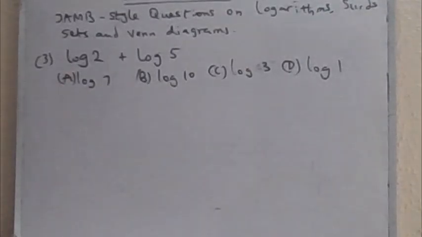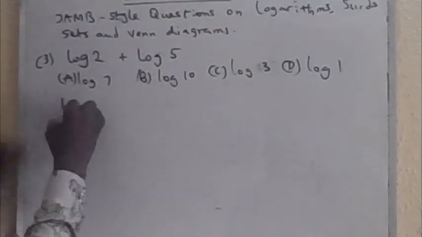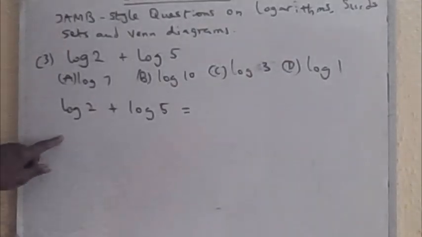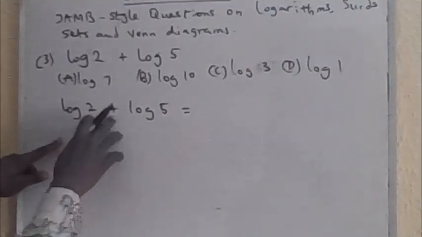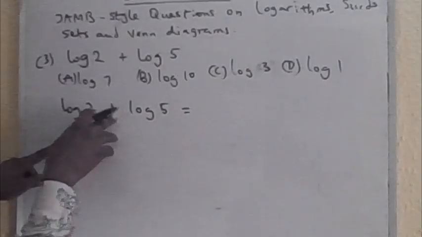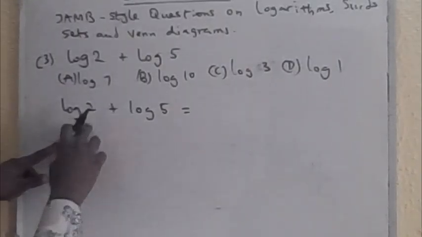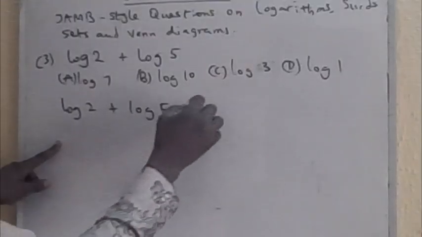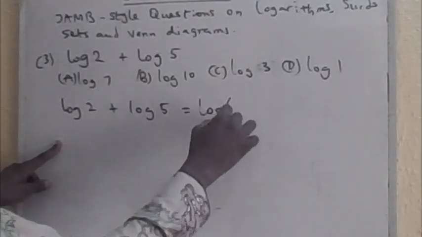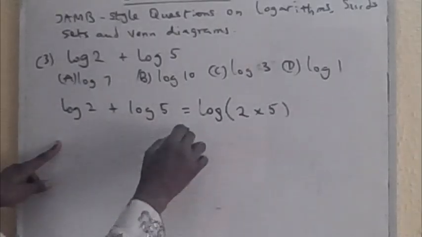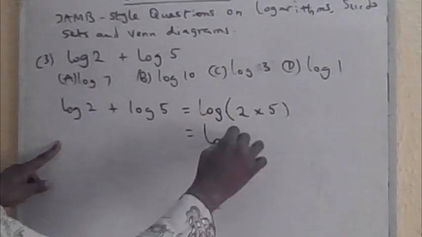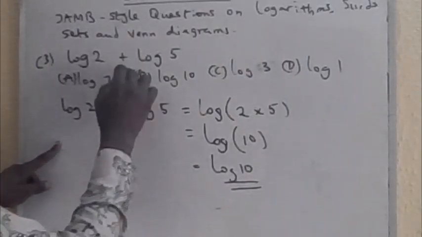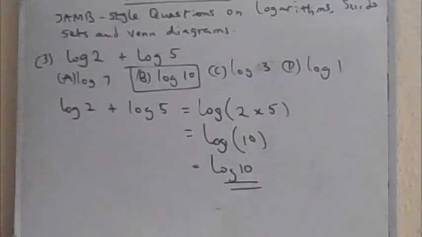We know that log 2 plus log 5 is the same thing as the product of the two in the same base. If you have a plus sign between two terms, you just change it to multiplication, maintaining the same base. So it's the same thing as saying log in the same base of 2 times 5. So log of 10 is the answer for this expression. B is the option that matches what we are doing here.